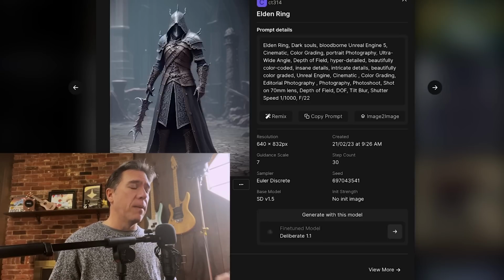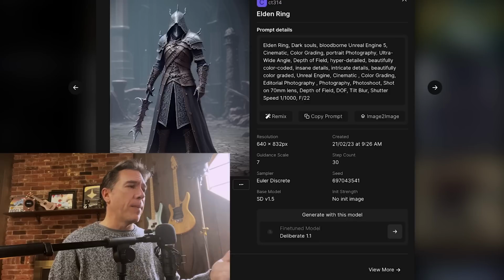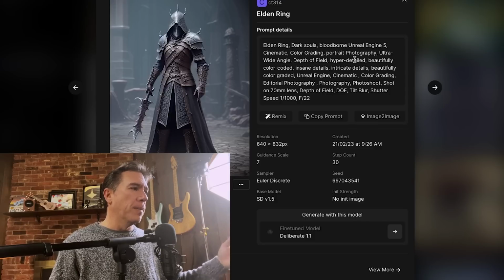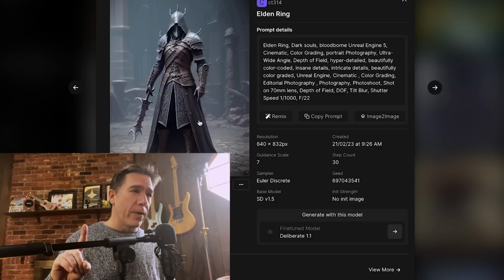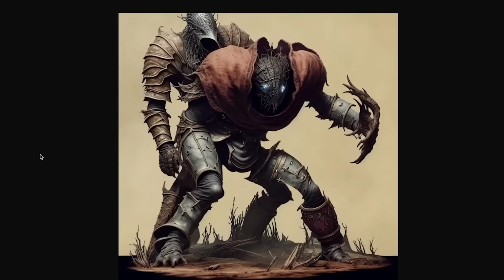I'm actually not a huge fan of splatter prompts or prompt gore, but I did want to try out some longer prompts with Leonardo, so I grabbed this off of a community feed, which would be Elden Ring, Dark Souls, Bloodborne, Unreal Engine 5, cinematic color grading, and on and on it goes. And this is the image that I came out with. However, this was my initial output, which, if you remember the zombie robot thing, is the exact same pose.